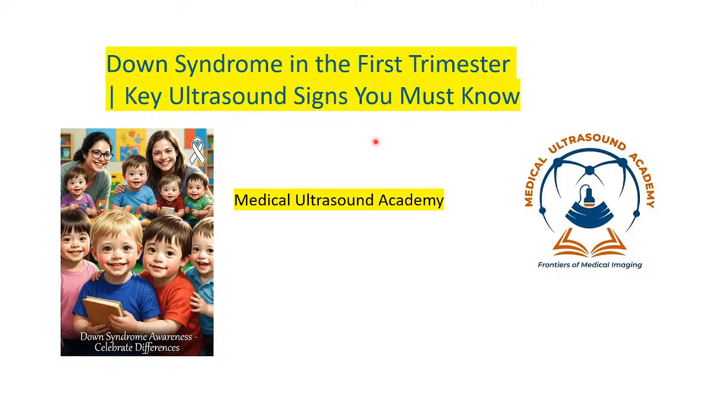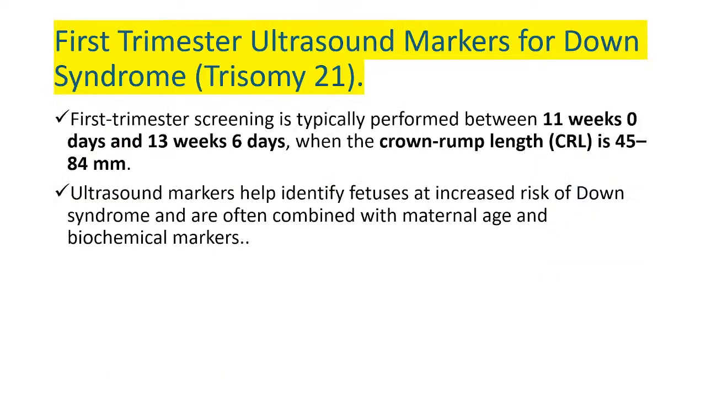Hello everyone, welcome. In this presentation, I am going to talk about Down syndrome screening on ultrasound in the first trimester. The key ultrasound signs you must know are the ones that I am going to briefly discuss. In this presentation, I am particularly going to talk about the two most common first trimester ultrasound markers for Down syndrome, which is also called trisomy 21.